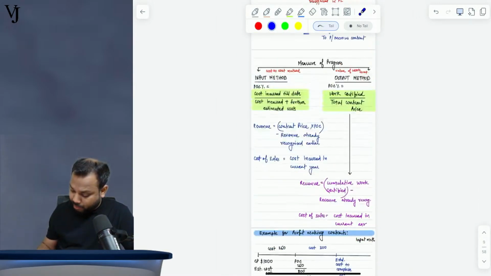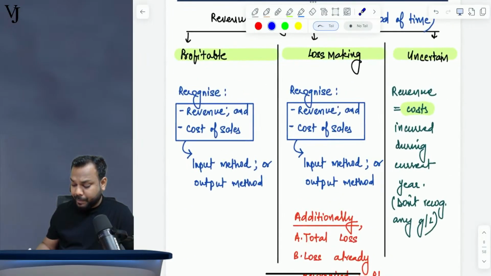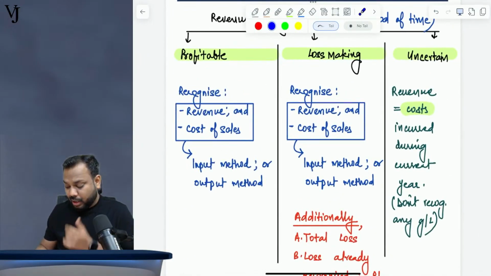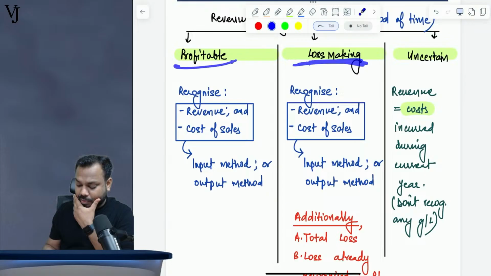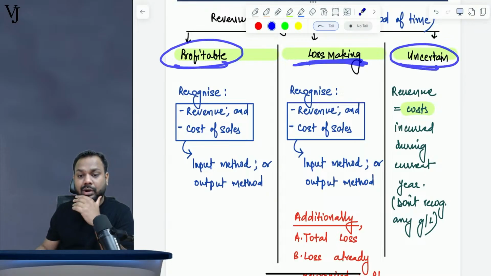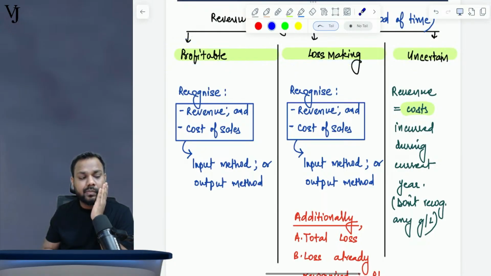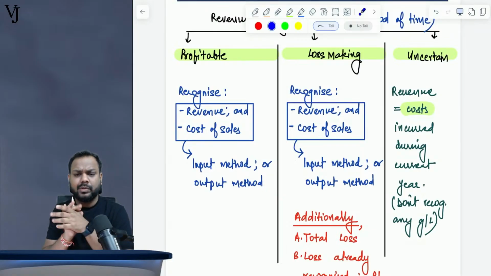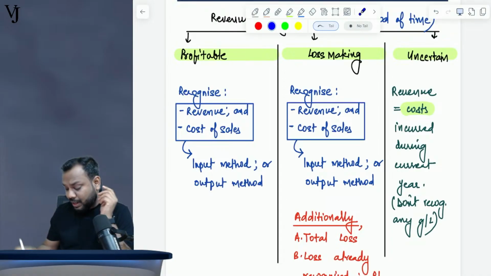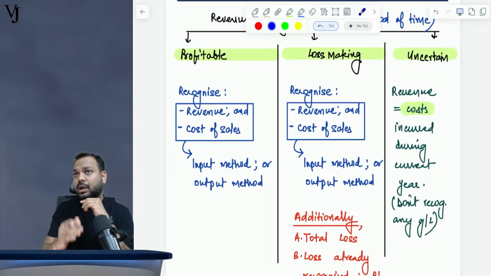Now, moving on to the loss making contract. But come on guys, tell me, before we move on to loss making contract, is profitable contract and uncertain contract clear to everyone? Okay, now let us move to loss making contract. Now understand.